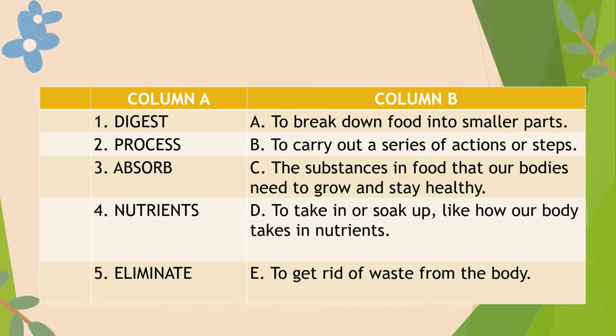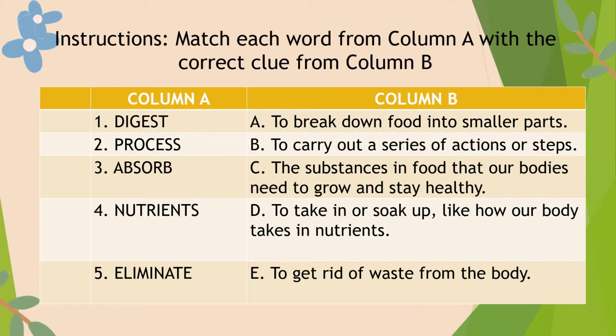As we dive deeper into the digestive system, let us have an activity. Match each word from column A with the correct meaning from column B. Let's start. Number 1. Digest. The correct answer is letter A, to break down food into smaller parts.